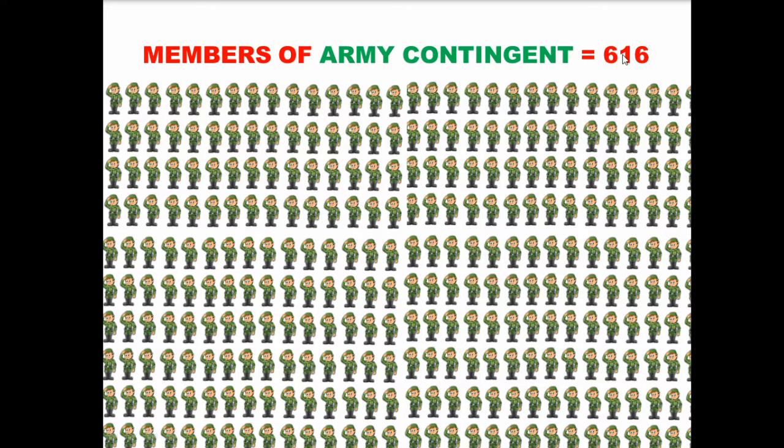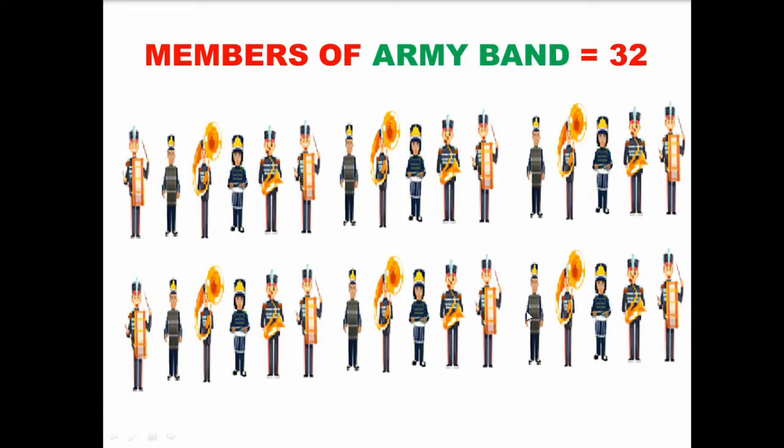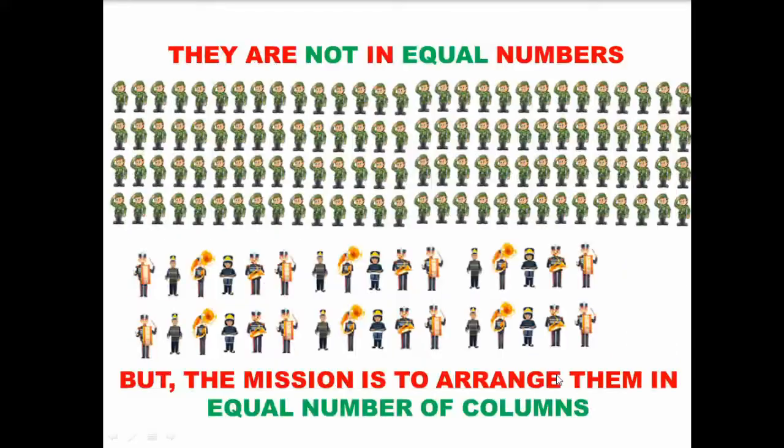and they are 616 in number. So the number of members in the army contingent is 616, and these members are going to march behind the members of an army band, and they are 32 in number. So the army band will be in the front and the soldiers will be at the back. They will be marching like this, and you see that they are not equal in number. The band is only 32, but the soldiers are 616 in number. So they are not equal in number, but my job is to arrange them in an equal number of columns.